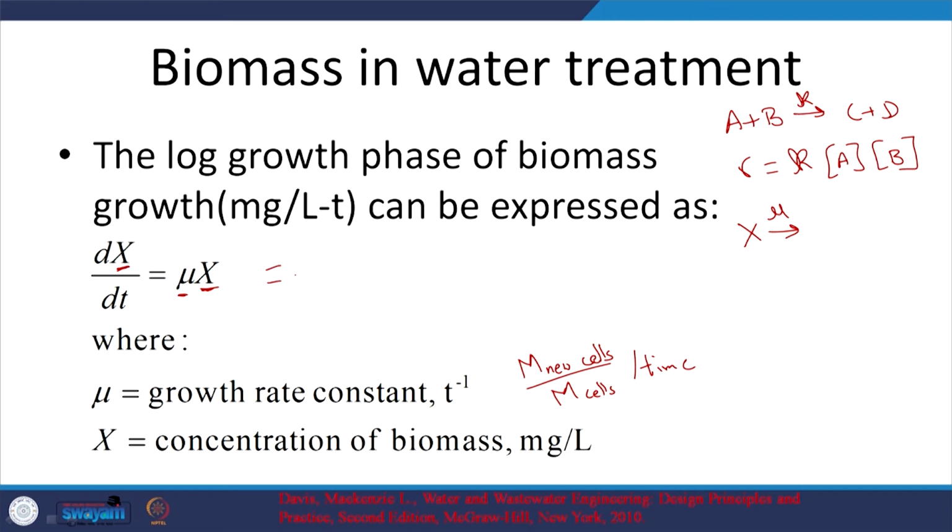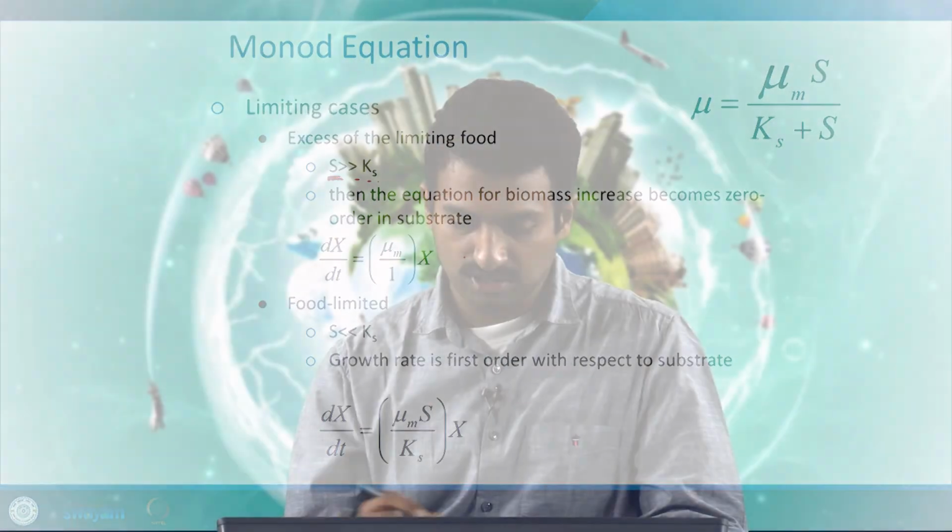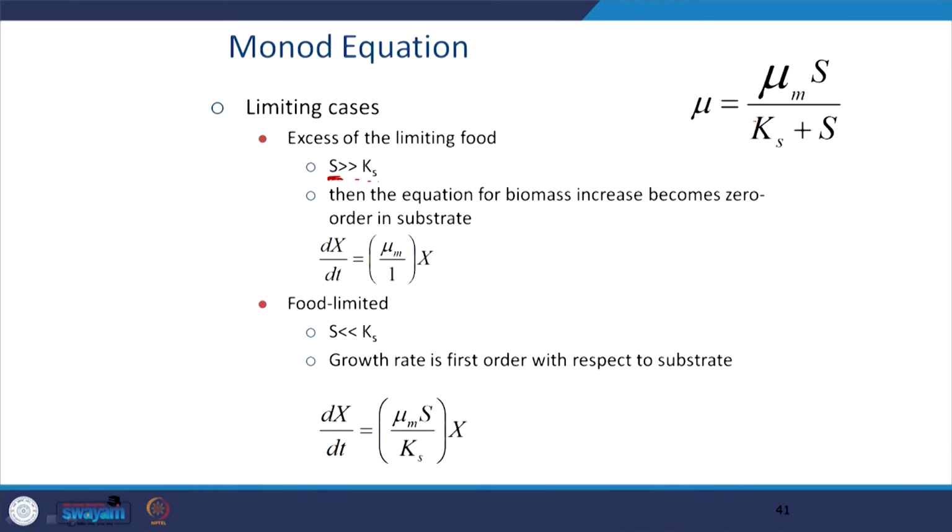So what is this going to turn out to be? We know that mu is equal to mu max into S by Ks plus S, into X. So that is your rate of growth of the relevant microbes. Let us move on. For the Monod equation, there are limiting cases. One is when we have a lot of food, S far greater than Ks. When there is a lot of food, the food is no longer a limiting factor for the microbes. We can neglect Ks, then the S terms cancel out, and mu becomes mu maximum.